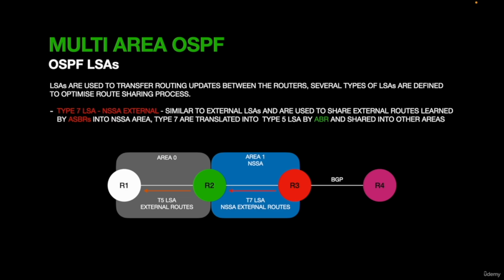We also can have type 7 LSAs, which are not-so-stubby area external routes, and it is similar to external LSAs, but the ASBR is a router in the not-so-stubby area. It will create its own type 7 LSA, which is similar to type 5 LSA, and first the type 7 LSA will be created by the ASBR in the NSSA. It will send it to the ABR, and the ABR will translate this type 7 LSA into a type 5 LSA, and it will announce the external routes, the type 5 LSA.